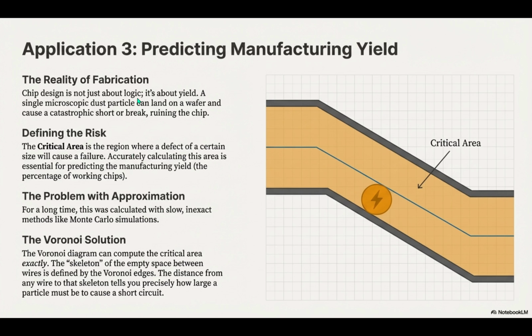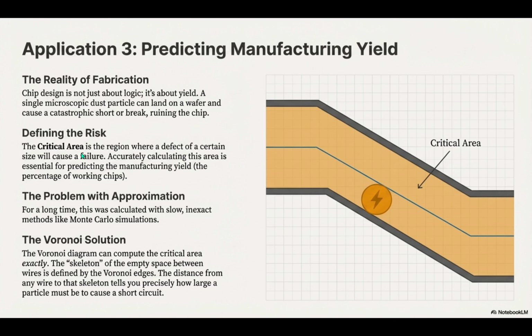Yield being the percentage of chips that actually work when they come off the production line. Yes. And a huge reason for failure is a random microscopic defect, a tiny speck of dust that causes a short circuit or breaks a wire. So manufacturers need to predict how vulnerable their design is to those defects. They do. And that involves calculating something called the critical area, the specific zone where a defect of a certain size will cause a failure.